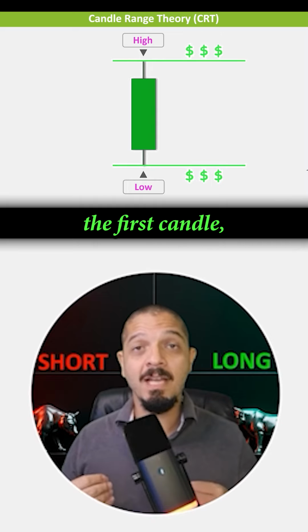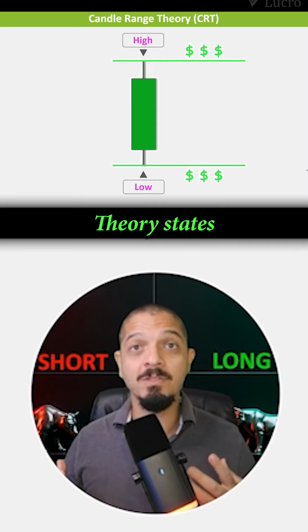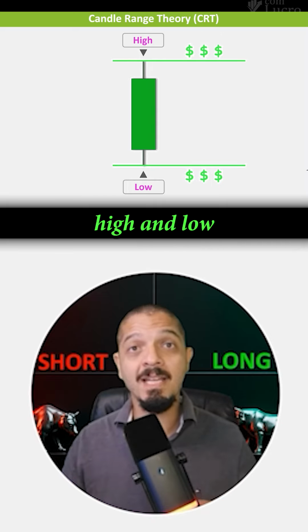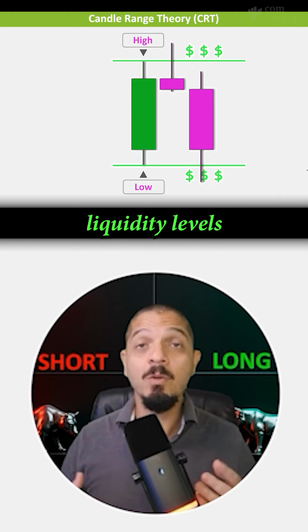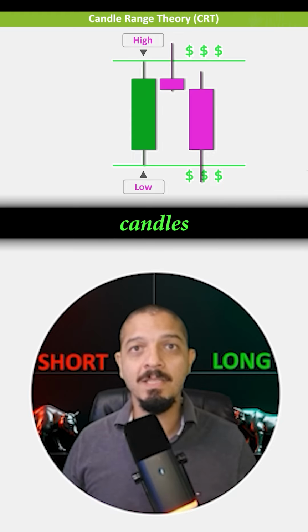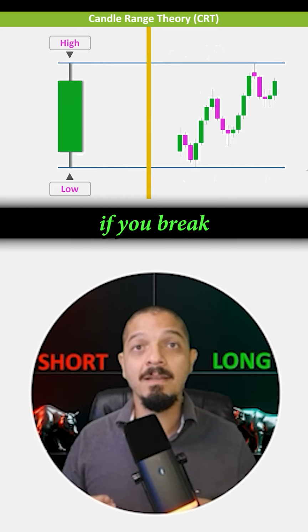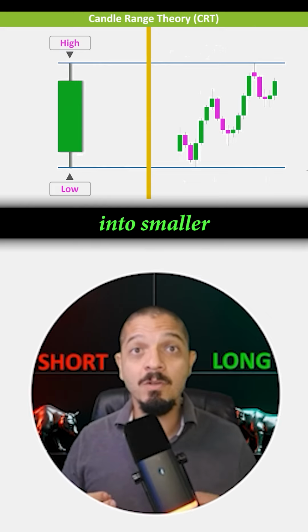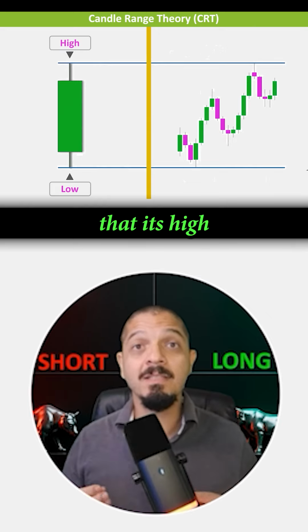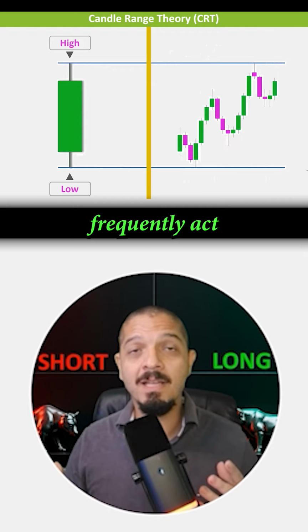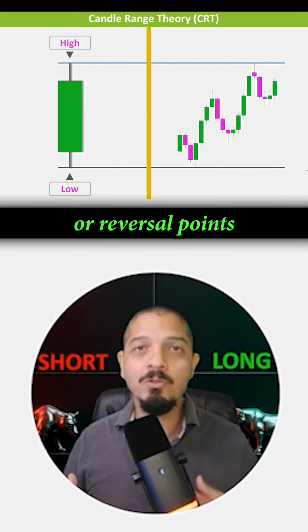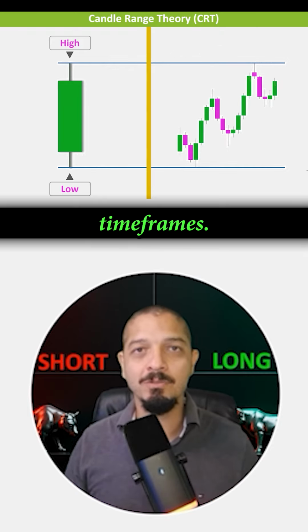Starting with the first candle, the candle range theory states that every candle's high and low serve as key liquidity levels that upcoming candles will often target. The reason is simple. If you break that candle into smaller time frames, you'll notice that its high and low frequently act as reaction or reversal points on those lower time frames.